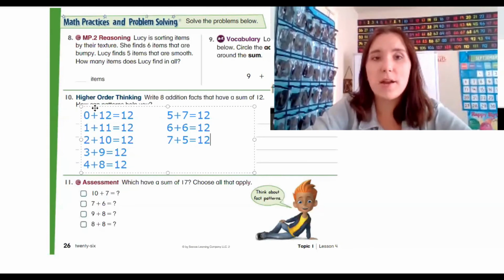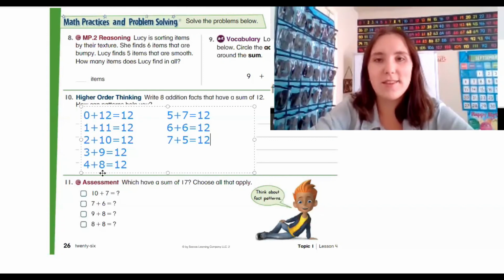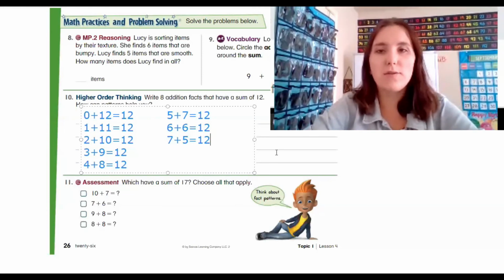I'm noticing the patterns that my first addends are going up. And if I kept going, they would keep going up. And my second addends are going down. They're getting smaller, aren't they? But all of my sums are 12, right?